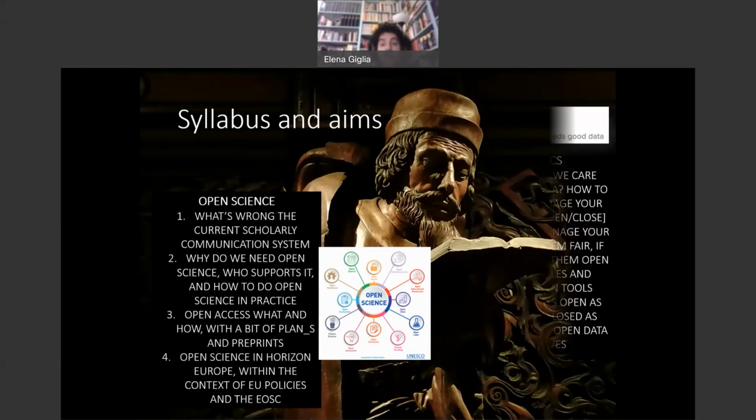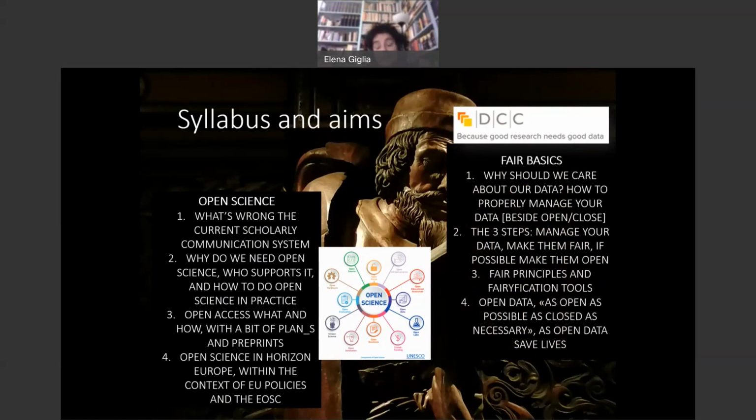And then we talked about FAIR data management. So again, our starting point was how to properly manage your data, how to make them FAIR: findable, accessible, interoperable, and reusable, and if possible, how to open the data, because the principle in Europe now for all research is as open as possible, as closed as necessary.